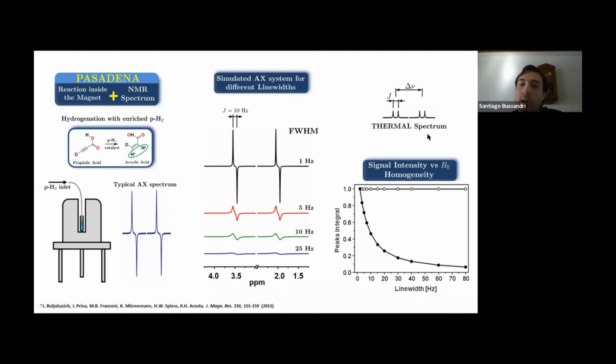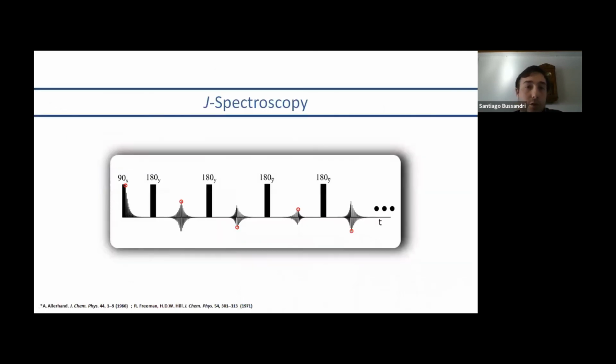In the case of a thermal spectrum, an increase in the line width will only result in a loss of resolution, but the integral will remain constant, as you can see here. But on the other hand, due to this antiphase behavior of the FIB signal, an increase in the line width will result in a loss of the signal. So one way of dealing with this is with J spectroscopy.